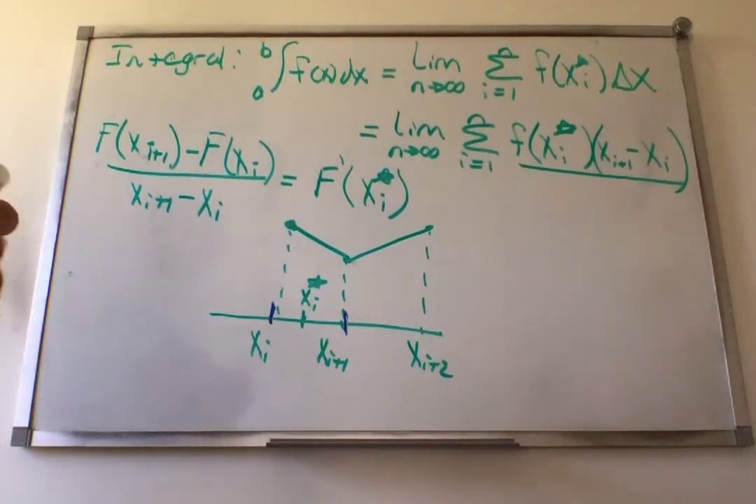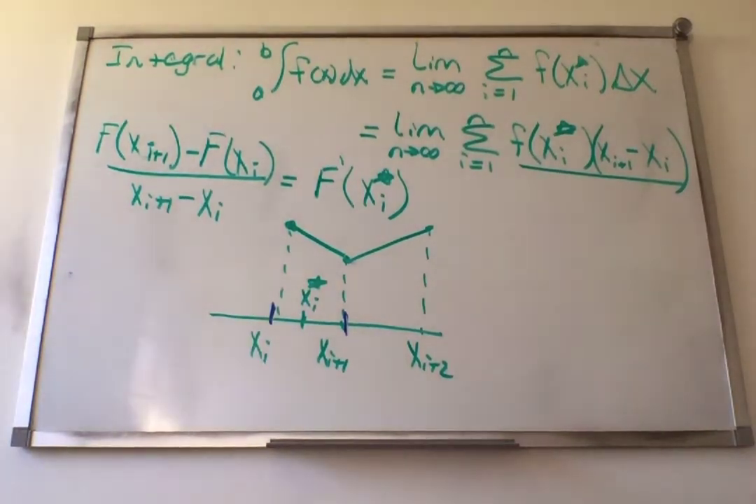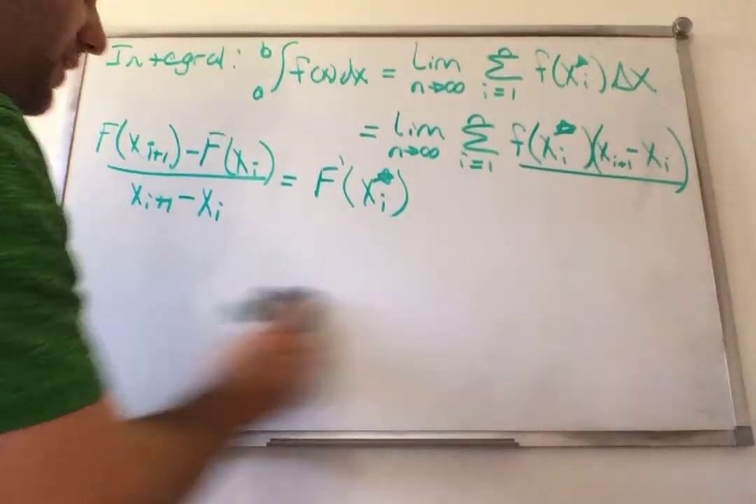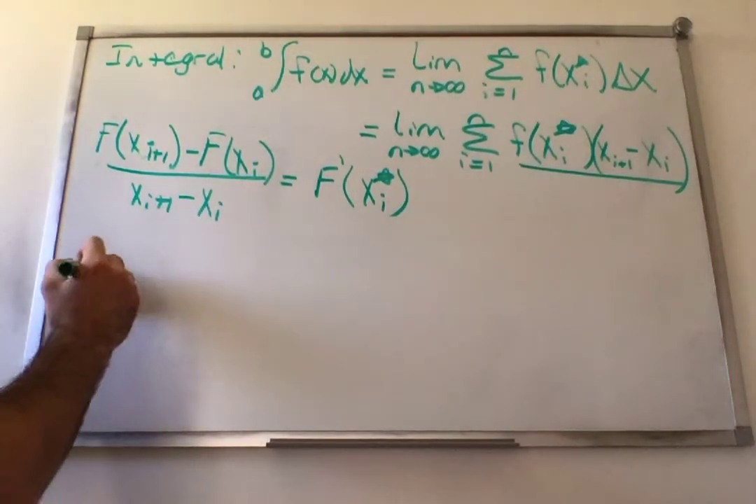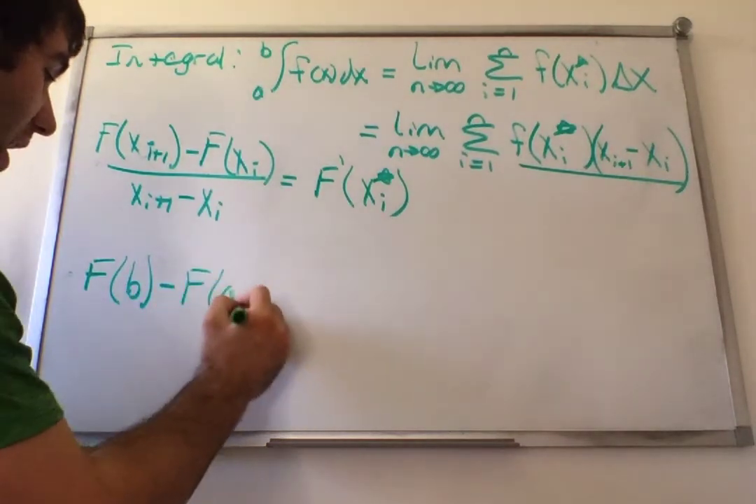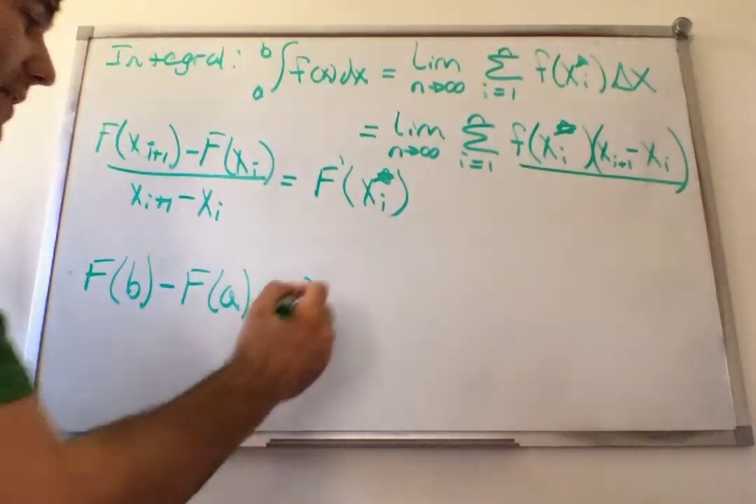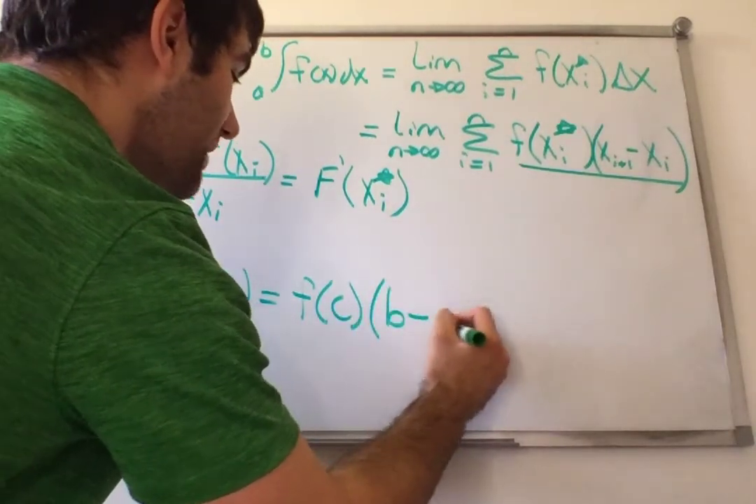But if you recall the fact that we had previously, I'll show you. We don't need the picture. We did some algebra, and we found that F of b minus F of a is equal to little f of c times b minus a.